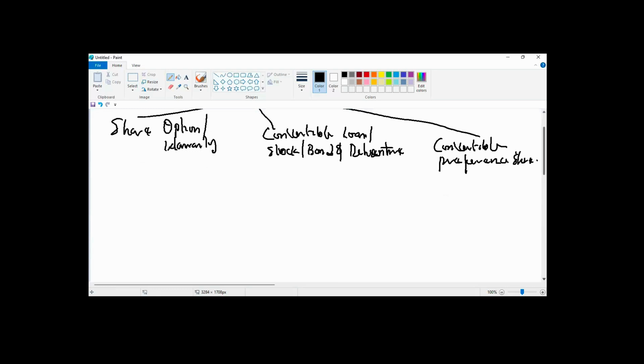All these three are called potential securities. Why do we call them potential securities? Because they can be converted to shares in the future.